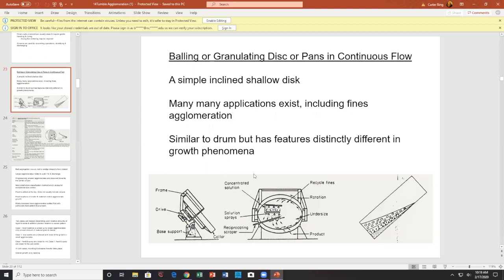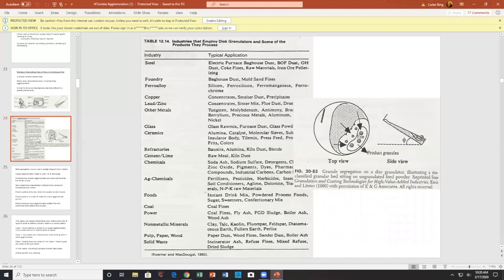Fines apparently are coming from this concentrated solution. But I have to have a solids feed here. Segregation occurs in the disc. The fines will settle to the bottom. Intermediates and the large agglomerates will be at the top. Overflow is when the particles get so big that they slide off the side. Many applications occur. We have all kinds of applications, right? And typical products.